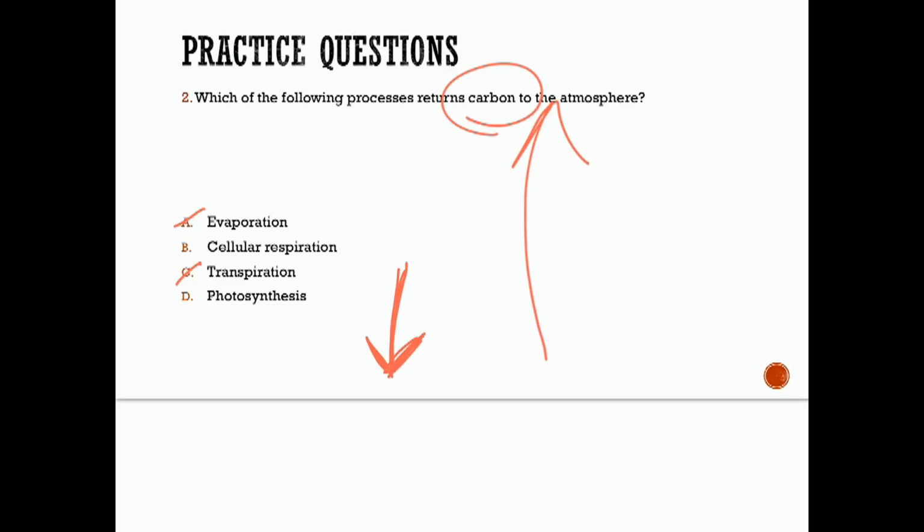Okay, and so cellular respiration, during that process, remember, glucose and oxygen combine, and carbon dioxide and water are produced. So that's us, animals, cellular respiration. We breathe out carbon dioxide, and the carbon dioxide is returned to the atmosphere. So number 2 would be B.